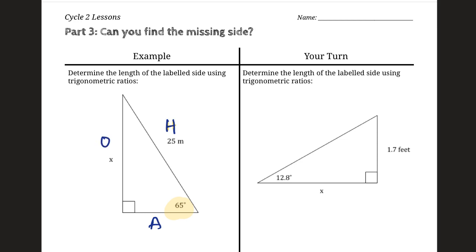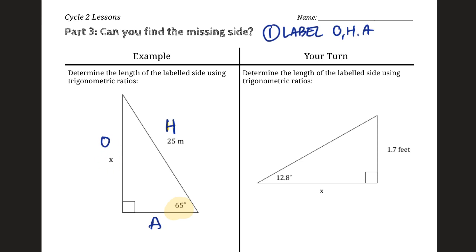So that's always the first step, is to label. The first step is to label. And we label O, H, and A. The second step is to figure out which one of those trig ratios is going to be useful in this question.